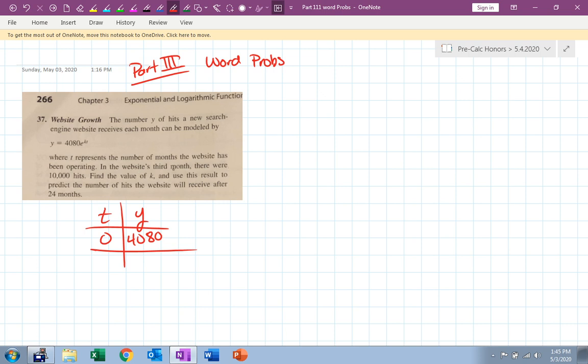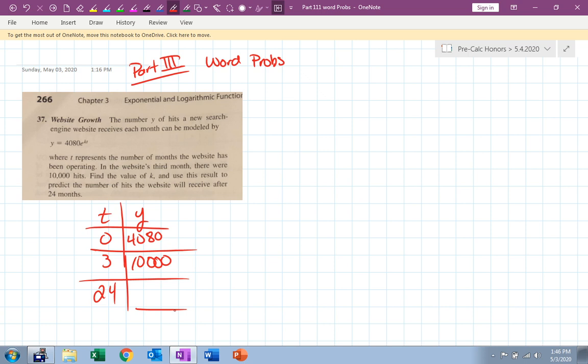Now, it says in the third month there were 10,000 hits. Okay, so they're giving us information. Now it says find the value of k, and use the result to predict the number after 24 months. So basically, our goal is to figure out what it is when t is 24.